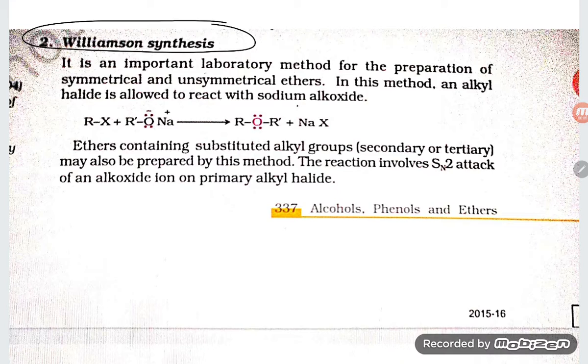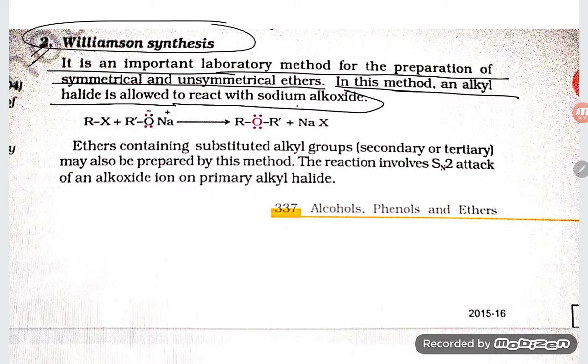Williamson synthesis of ether. This is a very good method to know for preparing symmetrical and unsymmetrical ethers. It is an important laboratory method for the preparation of symmetrical and unsymmetrical ethers. In this method, an alkyl halide is allowed to react with sodium alkoxide.